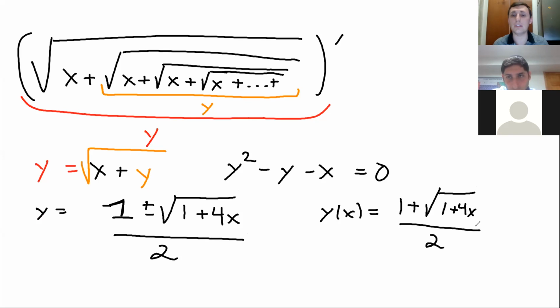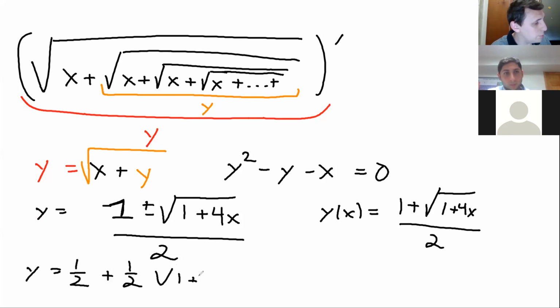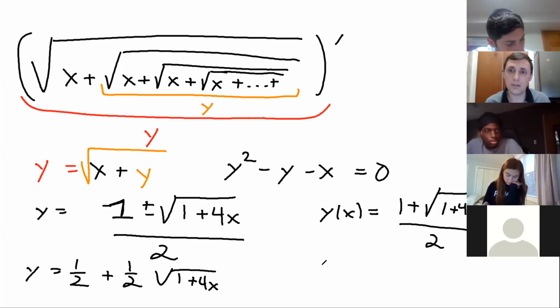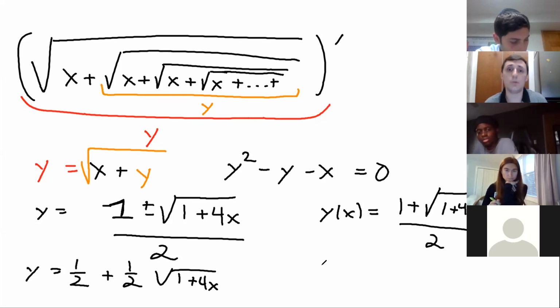And taking the derivative of that isn't very difficult. You agree? Because this is simply y equal to 1/2 plus 1/2 root of 1 plus 4x. And so the derivative is obvious. It's just a very easy chain rule. Correct? You see, just because something has more terms and is infinite doesn't necessarily make it much harder. Actually, this question is easier than the one before it, the finite version. Right?